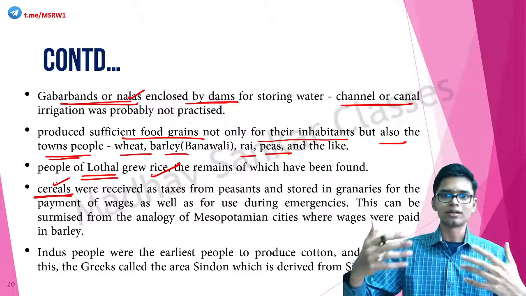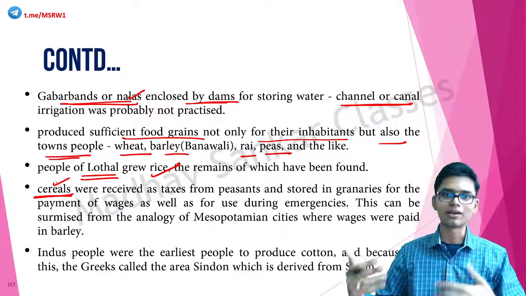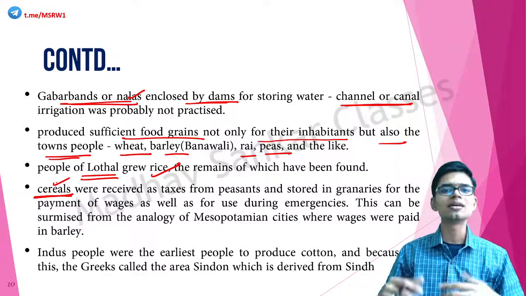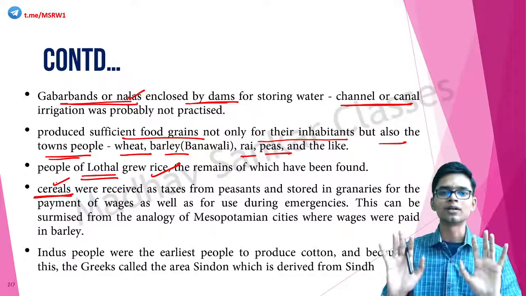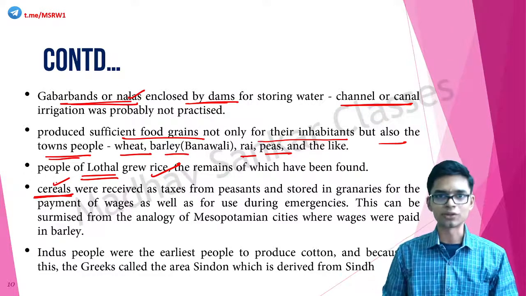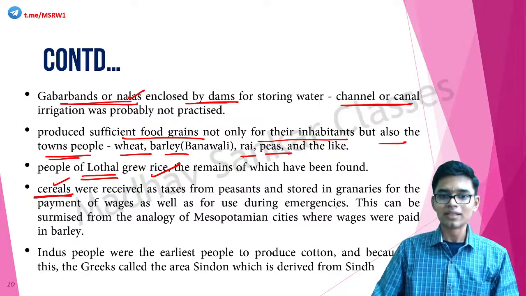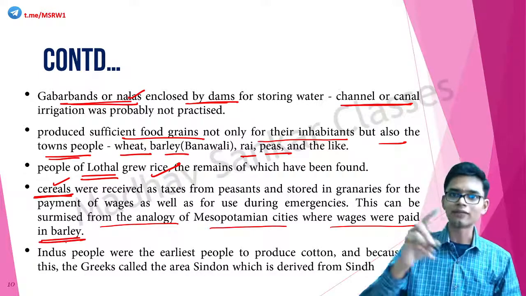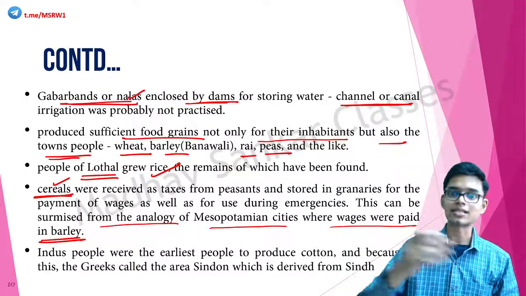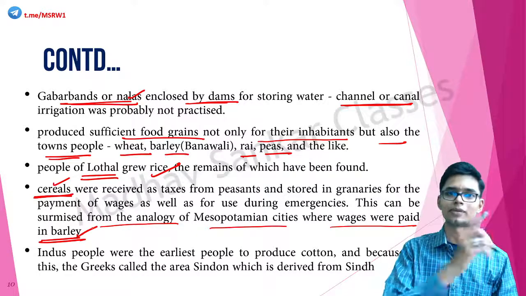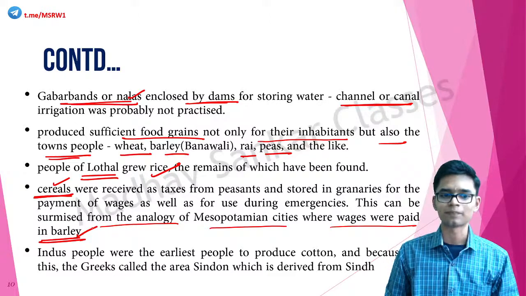Also, in the time of emergency, or say in the time of famine, these extra grains were supplied into the Harappan society, and Harappans had a very good system of administration. So the cereals can be used during the time of emergencies. This can be surmised from the analogy of Mesopotamian cities where wages were paid in barley. In Harappa, the taxes were collected in cereals, but in Mesopotamia, the wages were actually paid in barley. Barley was the chief crop in Mesopotamia, so it was paid in barley.